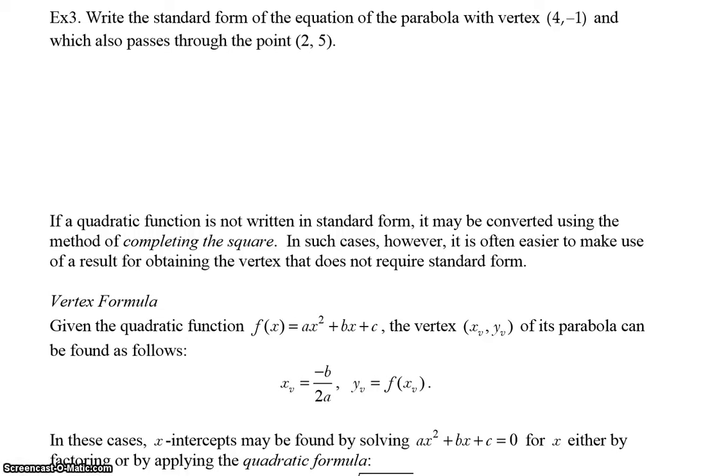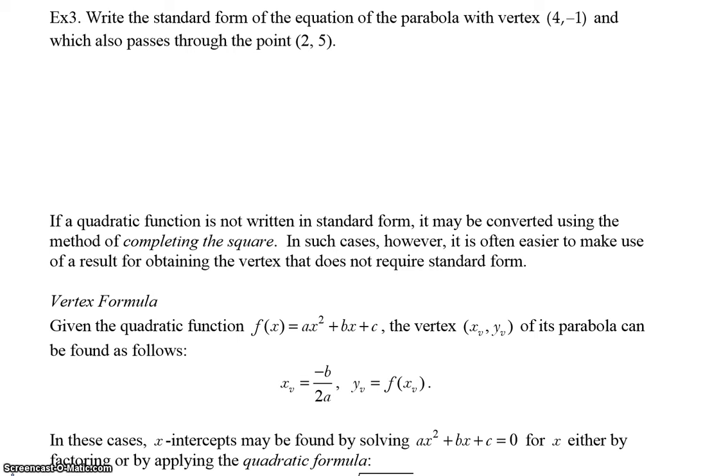Continuing with the section 3.1 notes, we now move to example 3. Write the standard form of the equation of the parabola with vertex (4, -1), and which also passes through the point (2, 5). So here we're given some information about a parabola, but we're not given its equation. We want to find the equation.